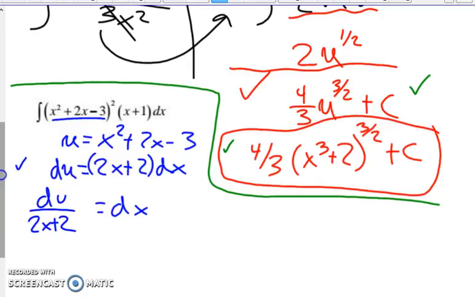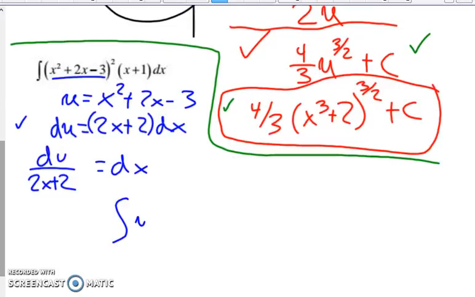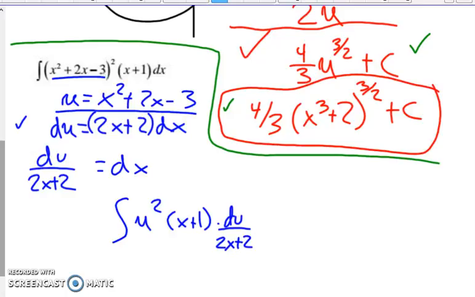And now I'm going to sub everything back into my original. So you need to be careful at this part. I have the integral of u, because this is what I called my u, of u squared. That x plus 1 stays there. And instead of writing dx, I'm going to write du divided by 2x plus 2. Let me push that all together.